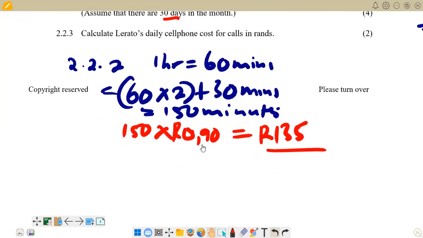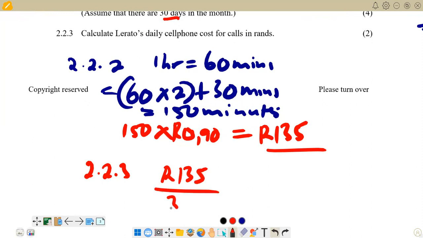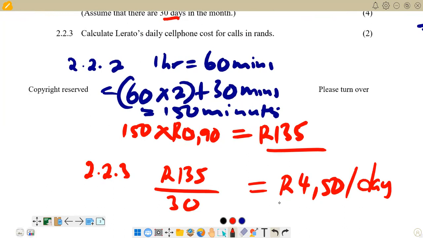So on 2.2.3, we say now 135, which is per month, we divide by the total number of days that we have in the month, which are 30. Then we get daily. We divide that, we are going to get 4.50 rands a day. So this is what we have in terms of 2.2.3. And then we go to 2.3. We are now going to the next question that we have.